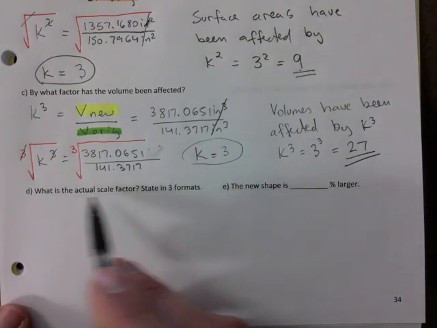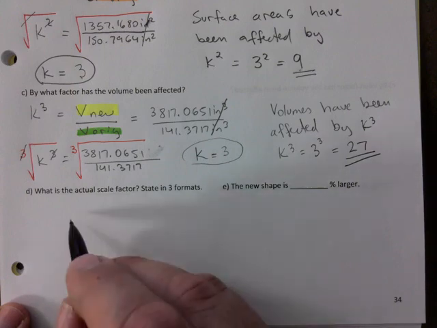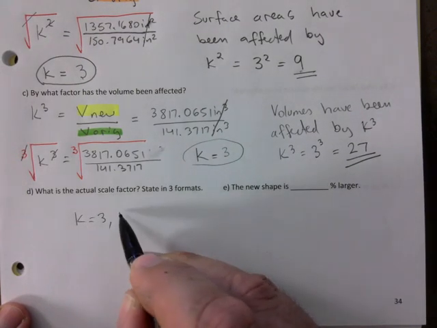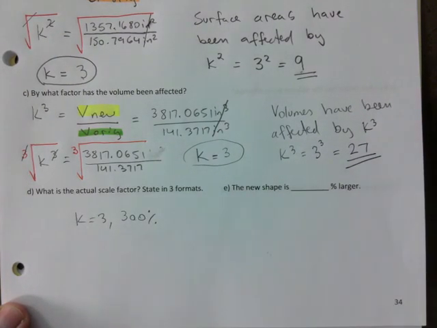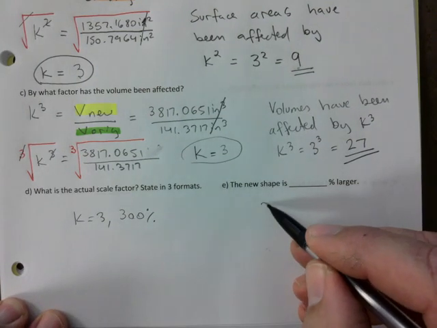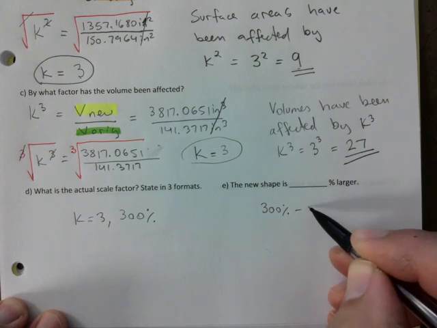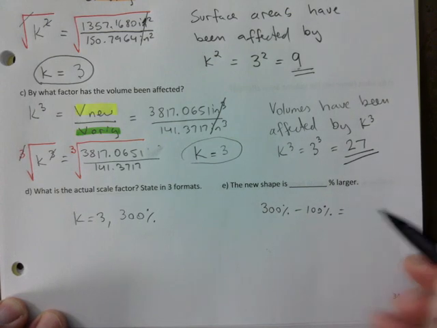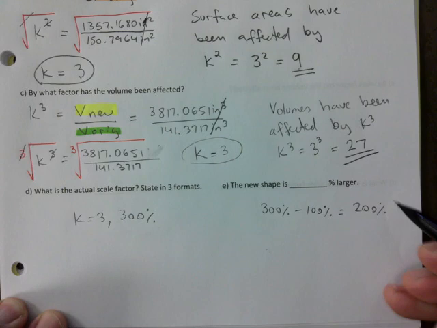We already did this part. I don't know why I'm asking you that again. The actual scale factor is 300%. The new shape is how much larger? We go 300% minus 100. So it's actually 200% larger.